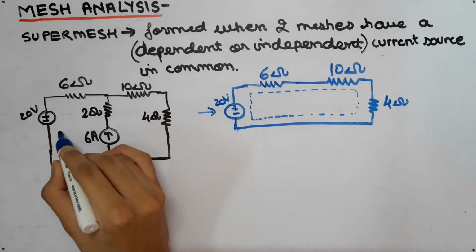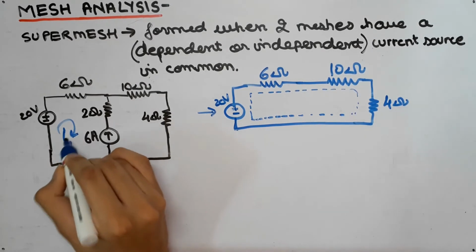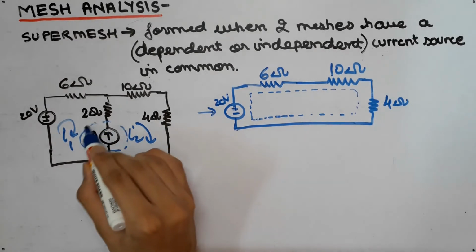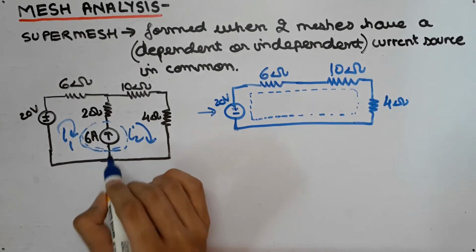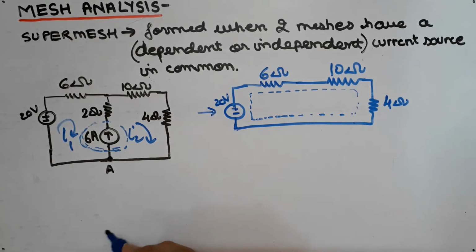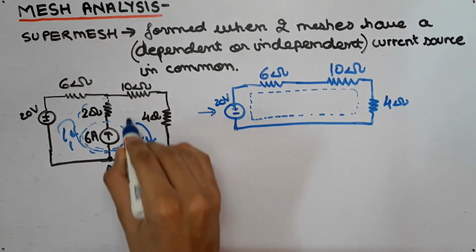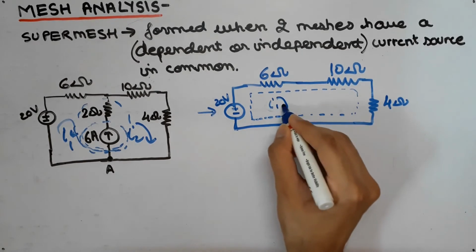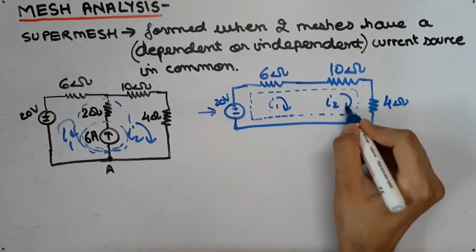That is, these are the two meshes. Suppose I1 is flowing in mesh 1 and I2 is flowing in mesh 2. Now we can see that we have an independent source which is common to both of these meshes. So here it forms a super mesh. That is, we can write the circuit in this form. I1 will still flow over here and I2 will also flow over here.